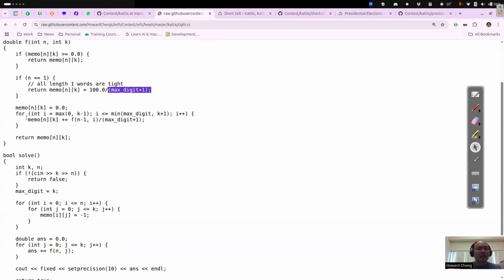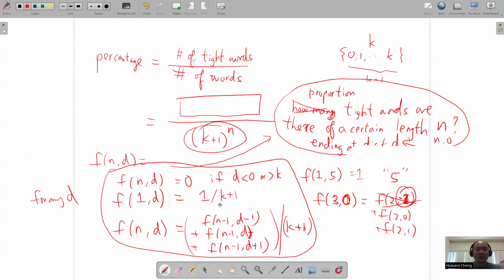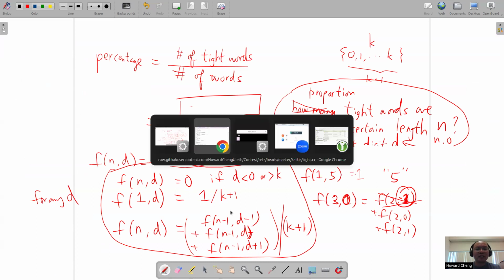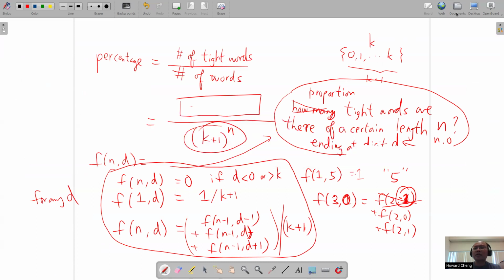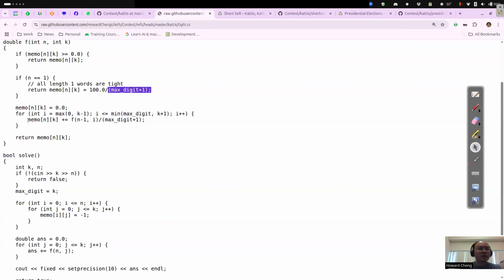Otherwise, it's the sum of three things, d minus 1, d, and d plus 1, all with n minus 1 in the first component. So here's the code. I set that to be 0, and I sum up k minus 1 to k plus 1, and then add that up.